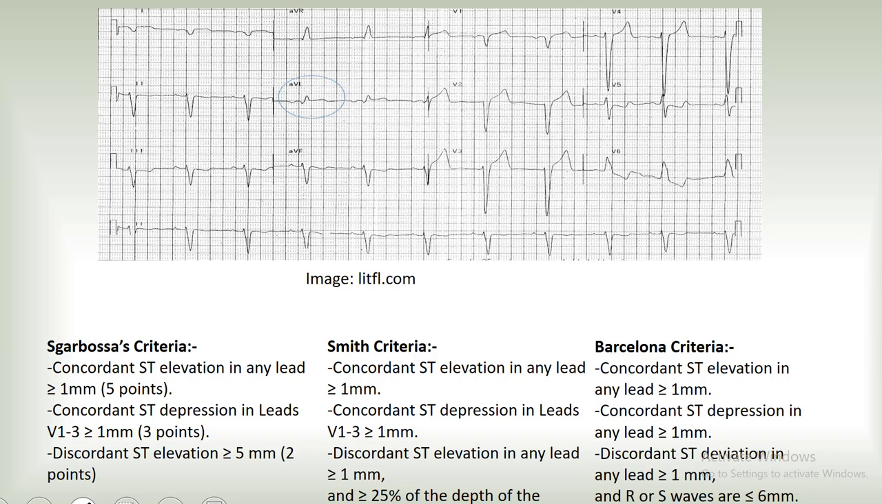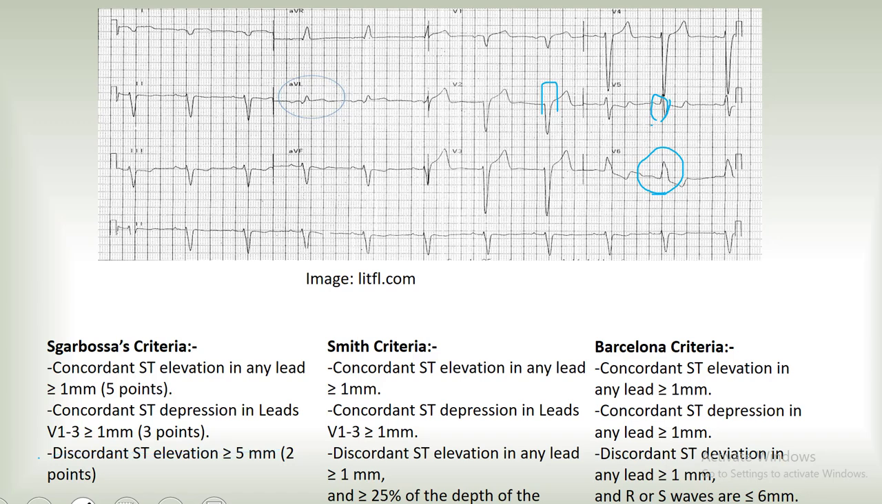Now let's take a look at this ECG. Now you can say this is a left bundle branch block because of the wide QRS complex, the wide and slurred R waves in lead V6, the absence of Q waves in the lateral leads, and the R peak time is also prolonged. Now you can see a lot of discordant changes, however they're all less than 5 millimeters, so we cannot apply the third criterion of Sgarbossa's criteria.